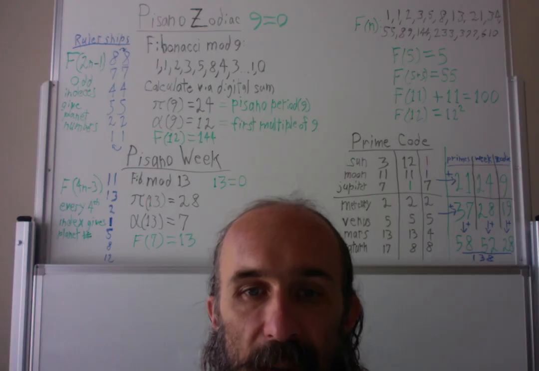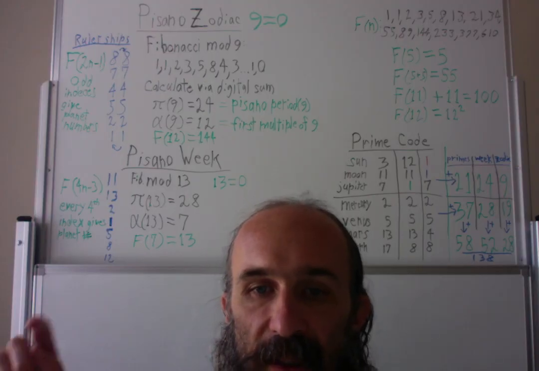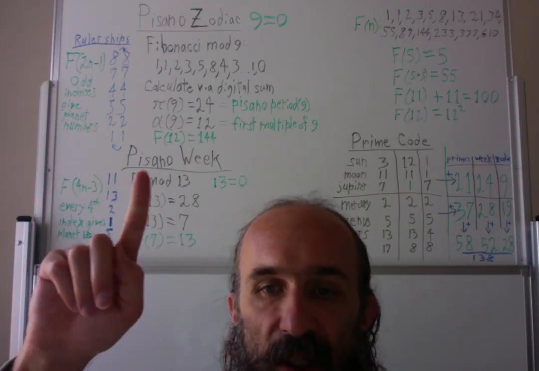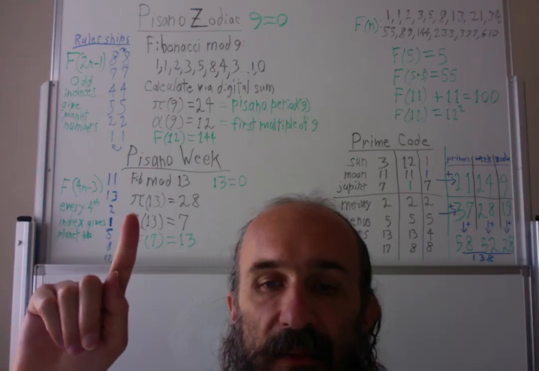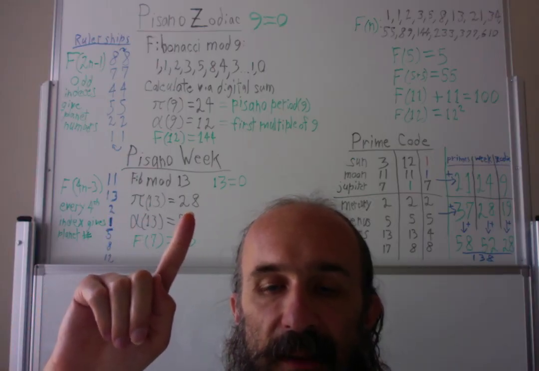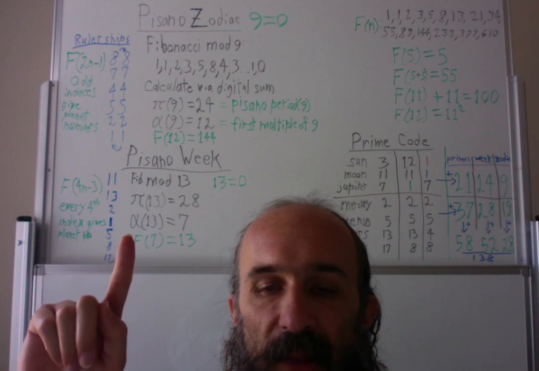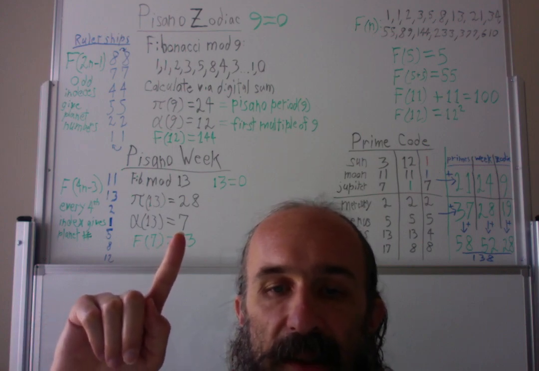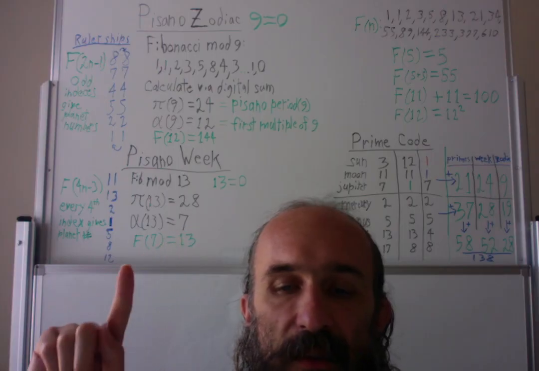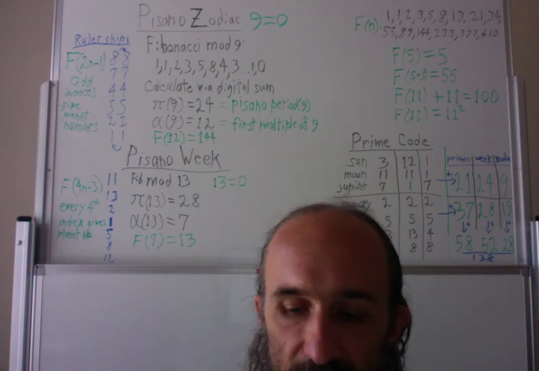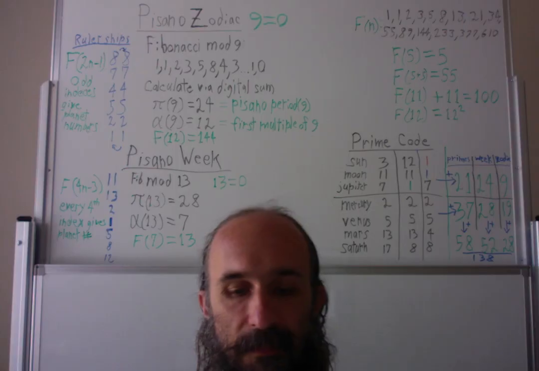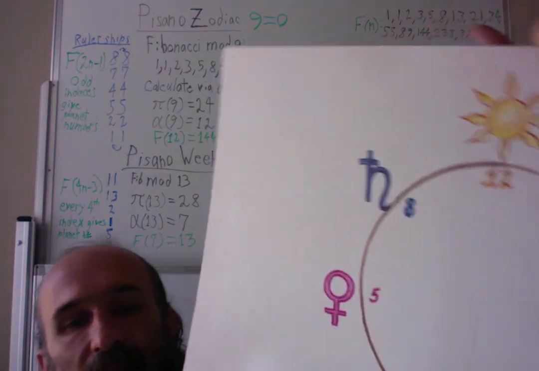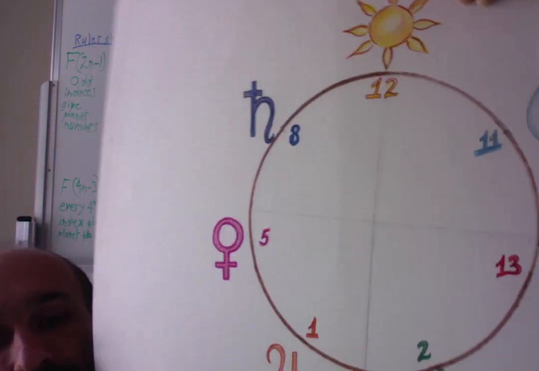Next, we look at the Paisano period of 13, and we get the Paisano week. Pi of 13 is 28, that's the cycle length, and the first multiple of 13 is at the 7th position, so the 7th Fibonacci number is, well, it's 13 exactly. And this is what it looks like.